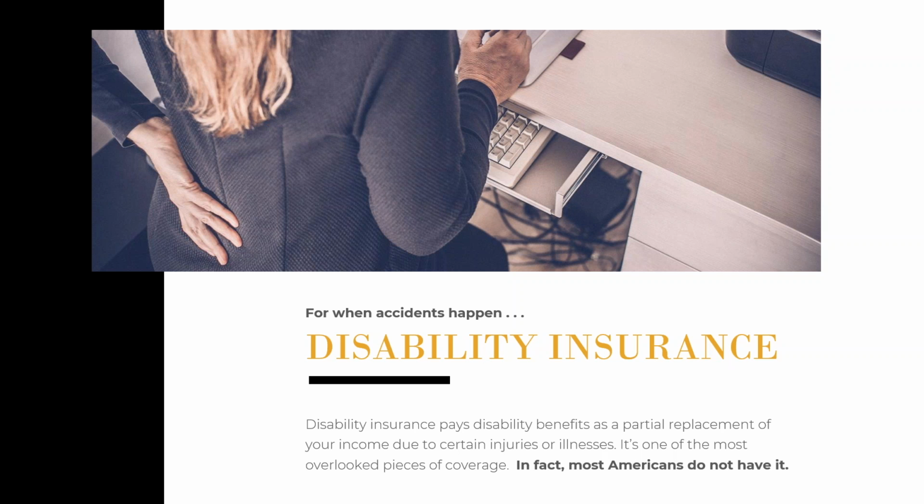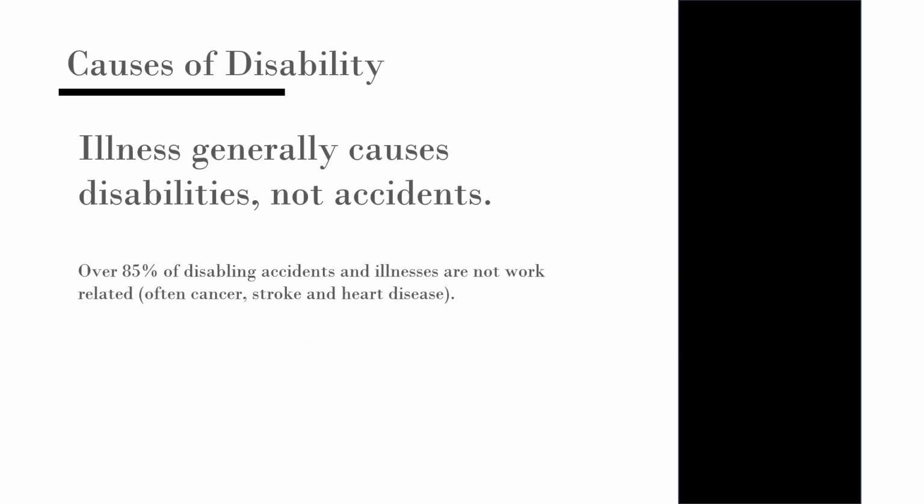Disability insurance will pay a disability benefit as a partial replacement of your income if you become injured or sick. It's one of the most overlooked pieces of coverage that I find, and again, most Americans don't have it. What are the major causes of disability? Strangely, it's illness, not accidents. So over 85% of disabling accidents or illnesses are not work-related. They're often things like cancer, stroke, or heart disease.